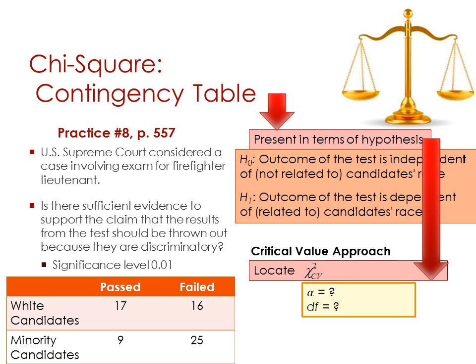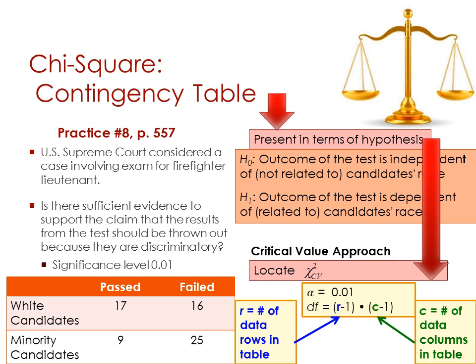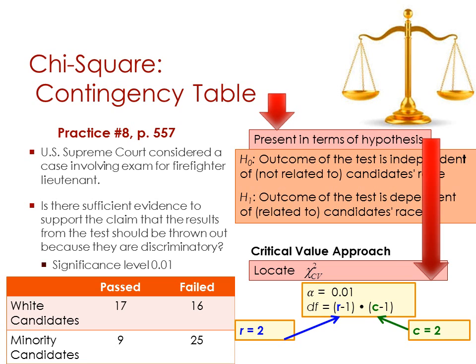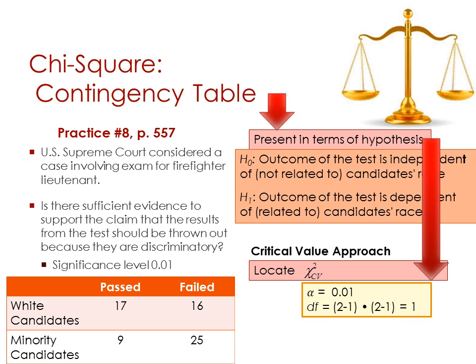So what is the alpha here for this problem? Well, alpha is going to be 0.01. And our degrees of freedom, we're going to have to calculate differently. So our degrees of freedom is going to be R minus 1 times C minus 1, where R represents the number of data rows in the table, and C represents the number of data columns in the table. So if we were looking at this equation here, what is my R going to be? And what is my C? So here we're going to find my R is 2 and my C is 2. So plugging those into the equation, we get a degrees of freedom of 1.